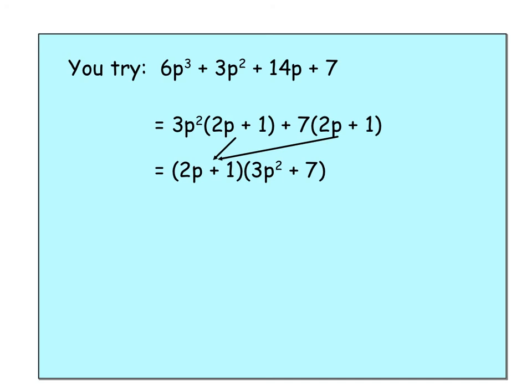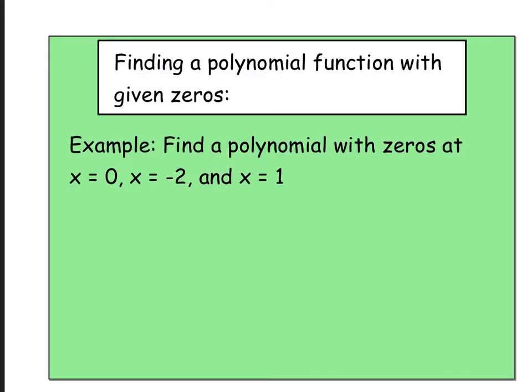Previous one and multiply them out. Okay, and then finally one other thing, can we find the function if I give you the zeros? Okay, so kind of working backwards, so let's take a look here. So find a polynomial with zeros at x equals 0, x equals -2, and x equals 1.